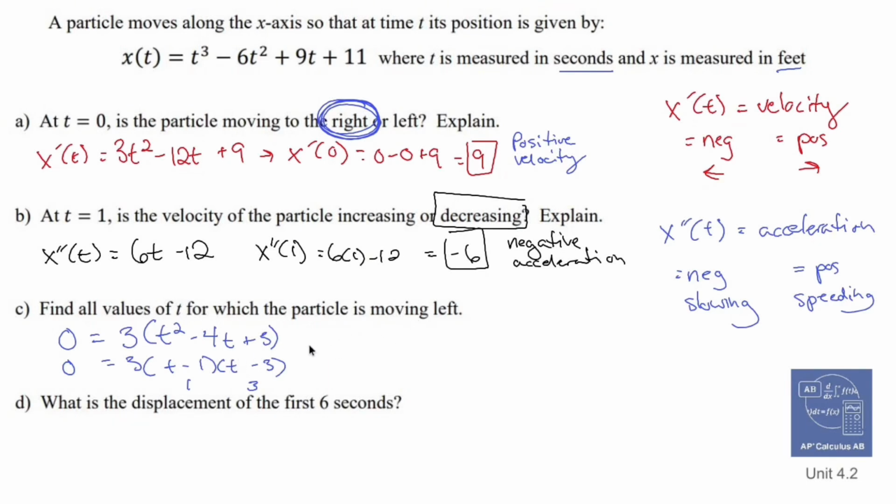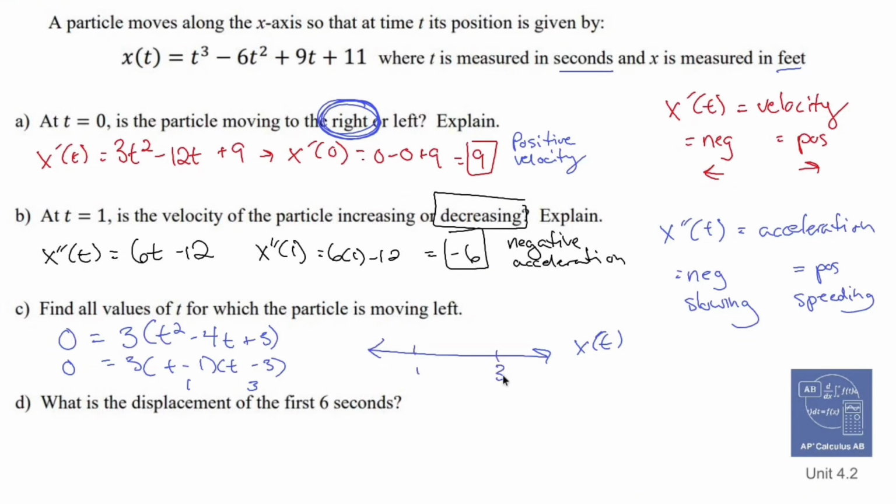So I'm expecting this guy to move from right to left to right. But how do I know that? Well, let's make ourselves a sign table for x prime of t, and my zeros are 1 and 3.